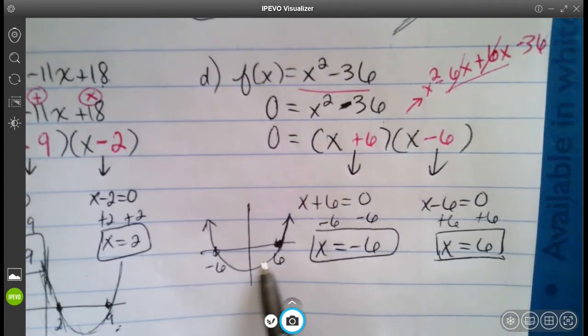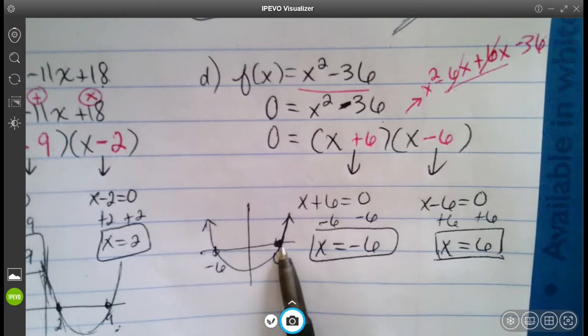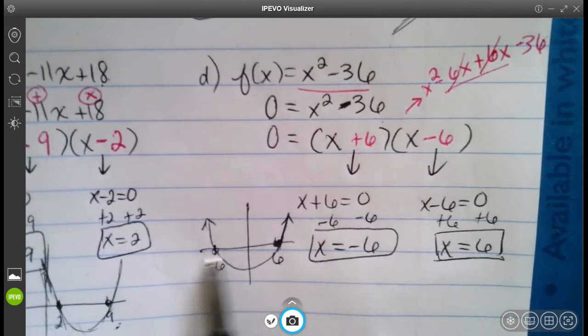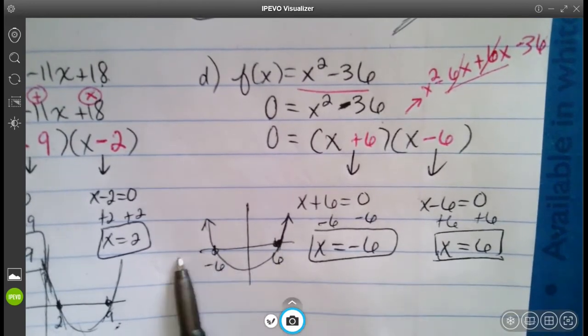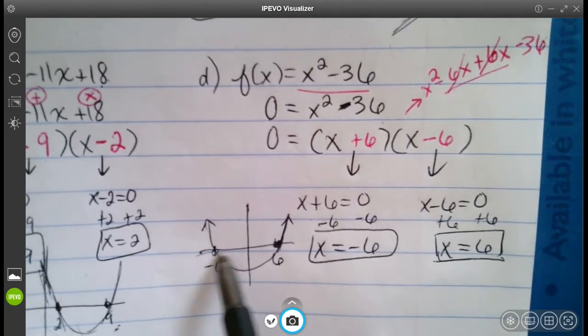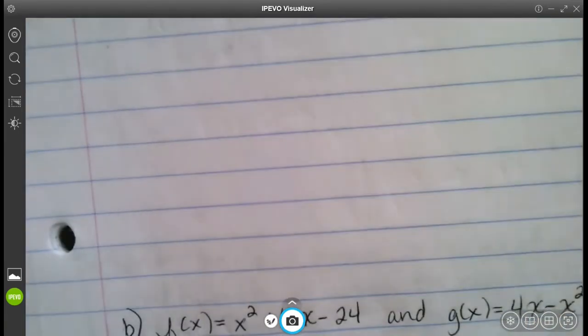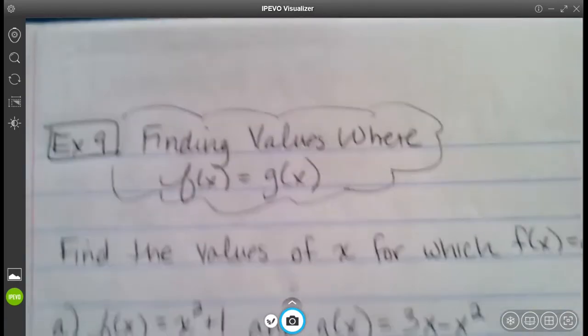And again, these are the points where f of x is equal to 0. Remember that f of x is the same as y. If we check, we see that this is the x-axis, and y is always equal to 0 here on the x-axis, because no matter where you pick, y is going to be 0, okay? All right, next example. Now we're going to be finding values where f of x is equal to something else.